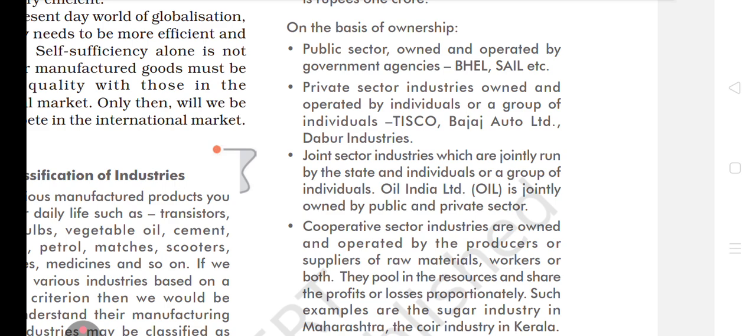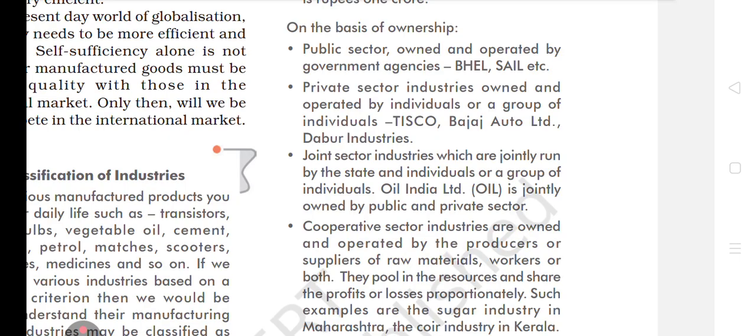Then we have private sector industries, owned and operated by an individual or a group of individuals, like we have TISCO, Bajaj Auto Limited, and Dabur Industries. So these are private industries which are operated by an individual or a group of individuals. And I have already told you that public sector industries are those owned by government agencies.